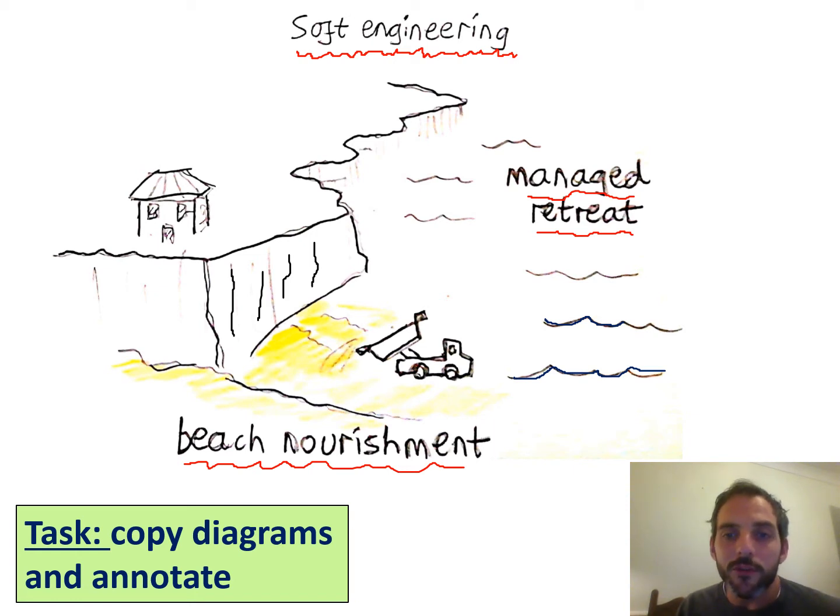The second type is called managed retreat, and as you can see, this part of the coast that I'm highlighting here has just been allowed to erode naturally. So, you know, is managed retreat even a strategy? Not really, because it involves essentially doing nothing.